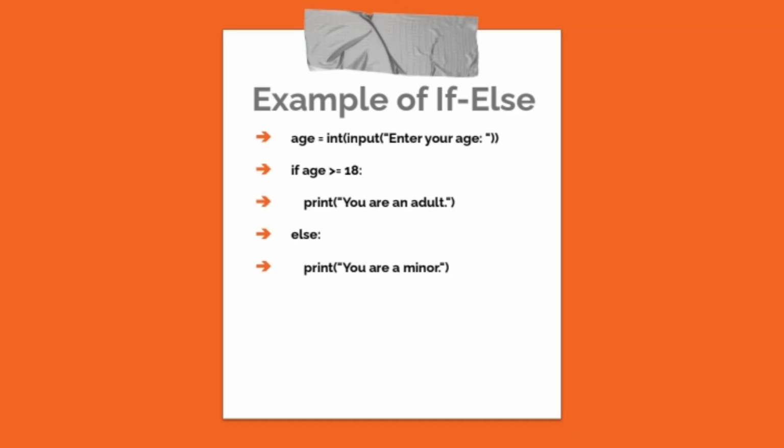So now, I will show you a quick example in Python on how if-else statements work. Here, the program asks the user for their age. If the age is 18 or above, it prints "You are an adult." Otherwise, it will print "You are a minor." This is a simple way to control the program's behavior depending on user input.